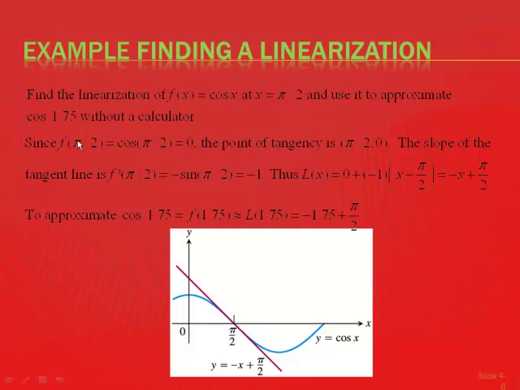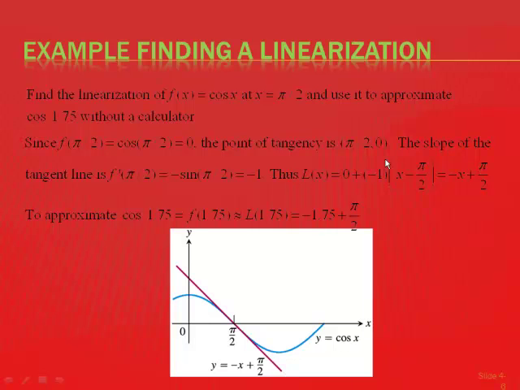Now, since f of pi over 2 is 0, when I put pi over 2 into cosine, I get 0. Our center of approximation, or our point of tangency, is (pi over 2, 0), and you can see that place on the graph down here. The slope of the tangent line would be f prime of pi over 2, the derivative, which is negative sine of pi over 2, which is negative 1. And if I put this tangent line in, you can see that its slope is negative 1.